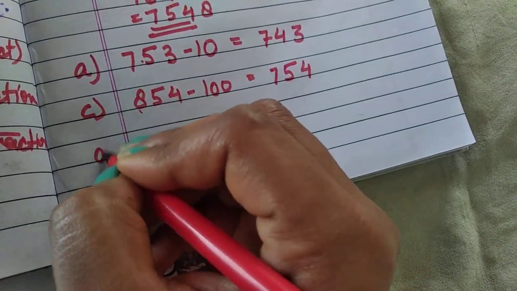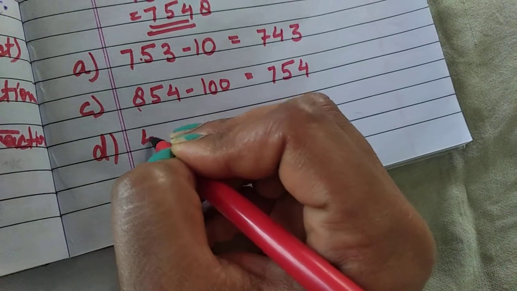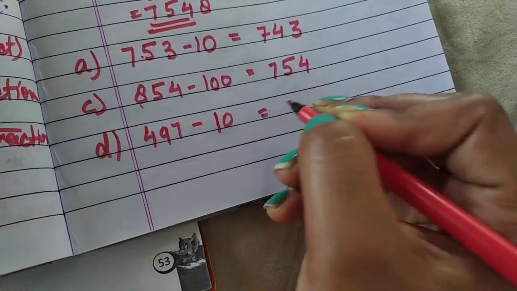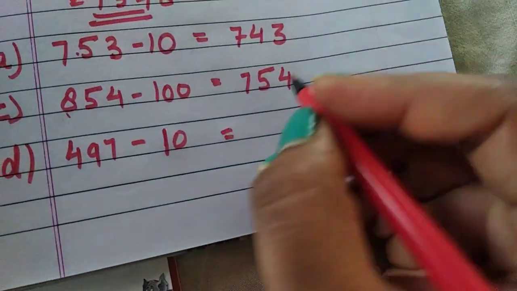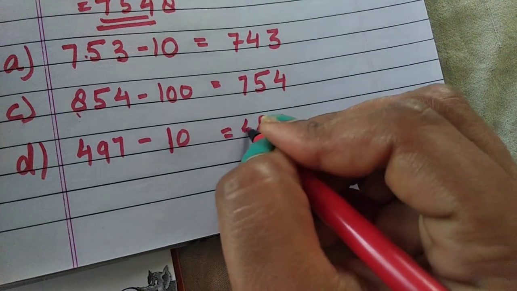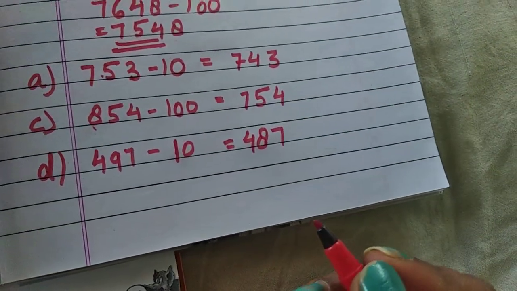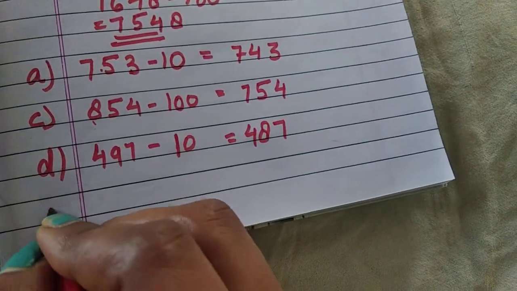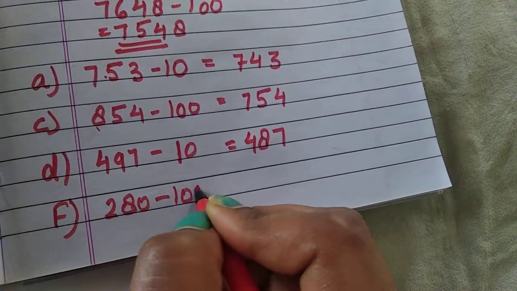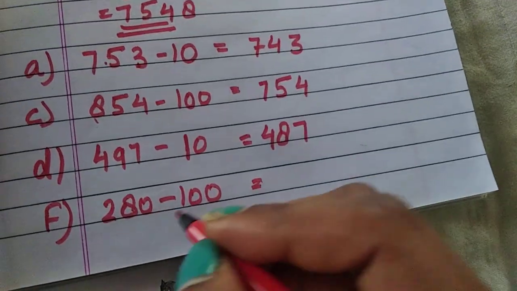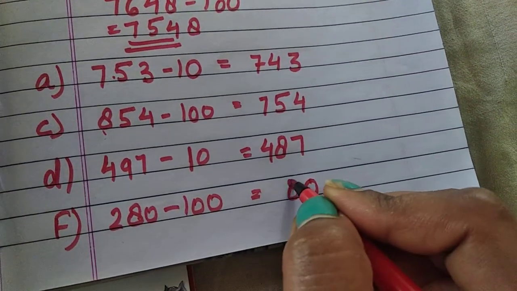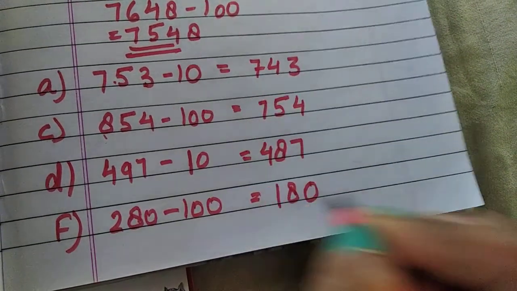Let's do one more example. 497 minus 10. 7 minus 0 is equal to 7. 9 minus 1 is equal to 8. 4 as it is. One more example. 280 minus 100. So 0 minus 0 is equal to 0. 8 minus 0 is equal to 8. 2 minus 1 is equal to 1.